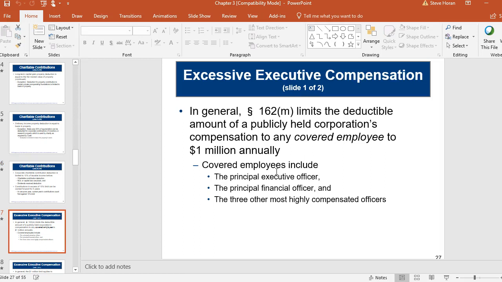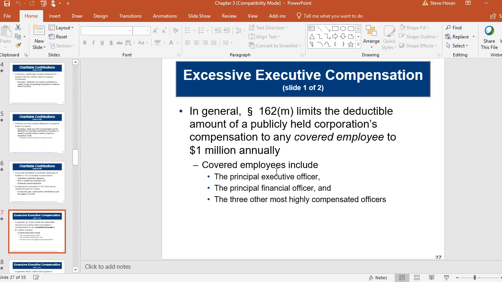In general, Section 162 limits the deductible amount of publicly held corporations' compensation to any covered employee to $1 million annually. Okay, so this is excessive executive compensation. This is on page 12, just FYI. And so no matter what we pay an executive, we can only deduct up to $1 million from taxable expenses, as expenses deducted from revenues.